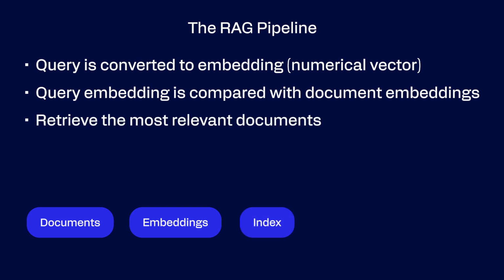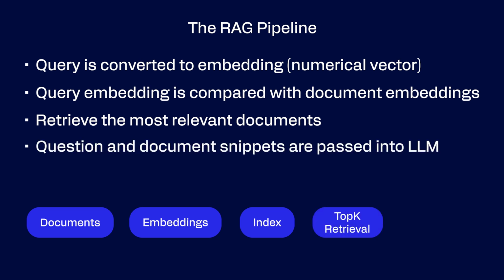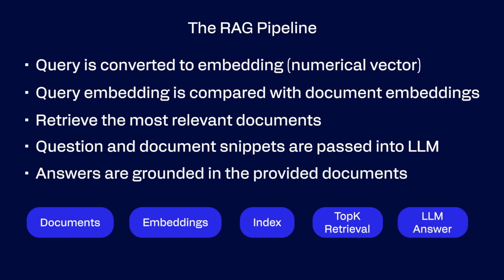Next, we retrieve a set of the most relevant documents. These are the chunks most similar to the user's question. Finally, we pass both the user's question and the retrieved document snippets into an LLM. The model then generates an answer grounded in those documents.